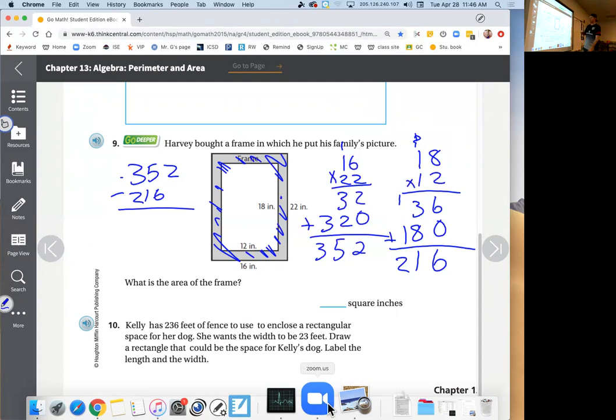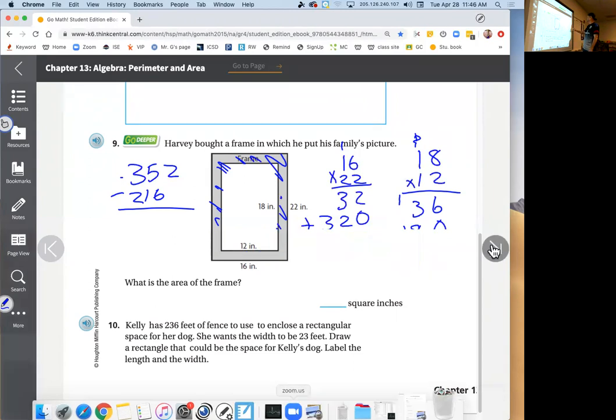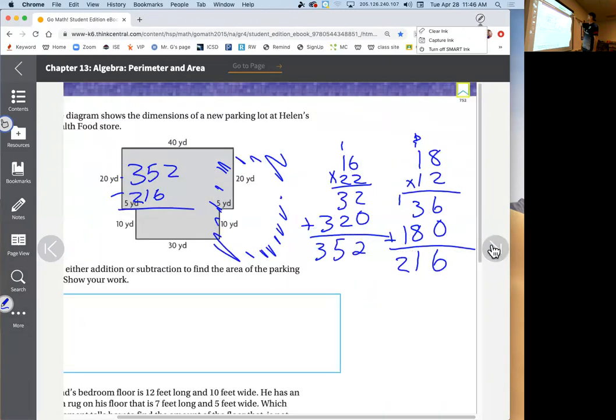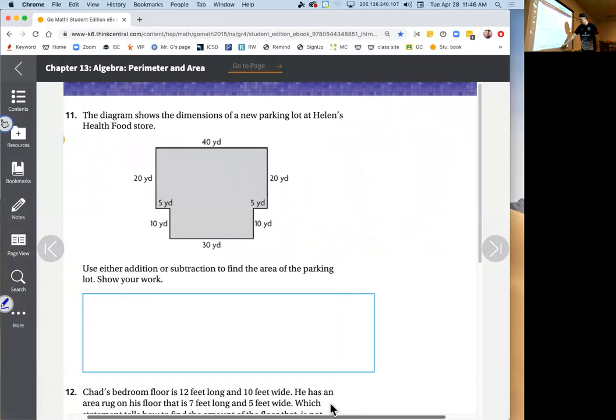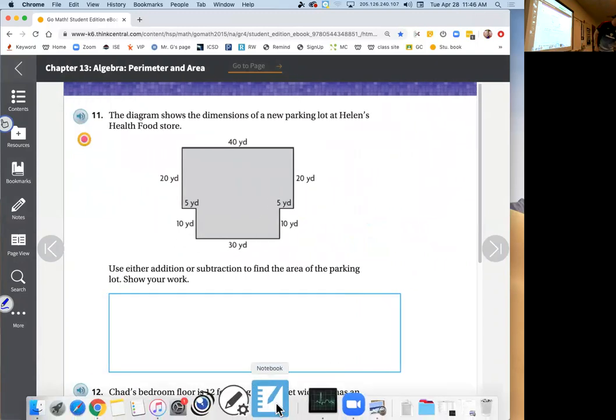So we're already about 15 minutes into this, so let's just jump right over to problem number 11 and we will be finished. And you finish this off, the rest of them by yourself. And even if they're hard, you can do them. And then just check your answers, okay? So it says the diagram shows the dimensions of the new parking lot at Helen's Health. Use either addition or subtraction to find the area of the parking lot.